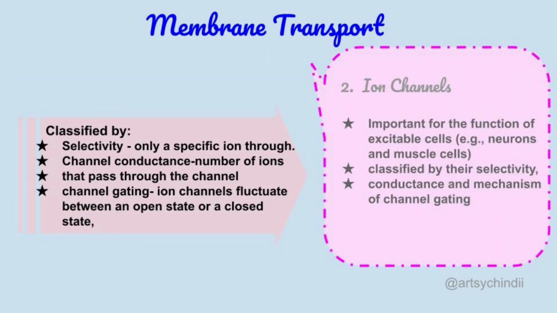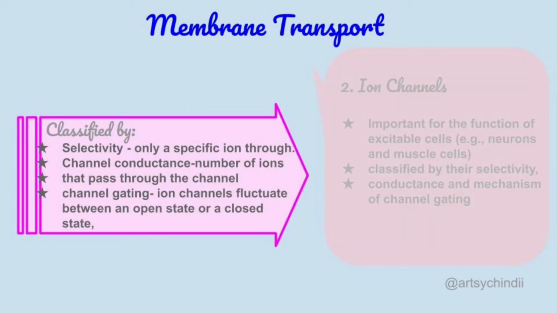Another transporter group is the ion channels, important for the function of excitable cells. Examples of these are the neurons and the muscle cells. They are classified by their selectivity, conductance, and the mechanisms of channel gating, which is the opening and closing of the channels. Selectivity: only a specific ion goes through. Channel conductance: the number of ions that pass through the channel. Channel gating: ion channels fluctuate between the open state and the closed state.